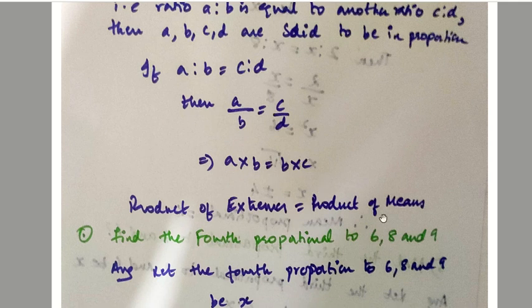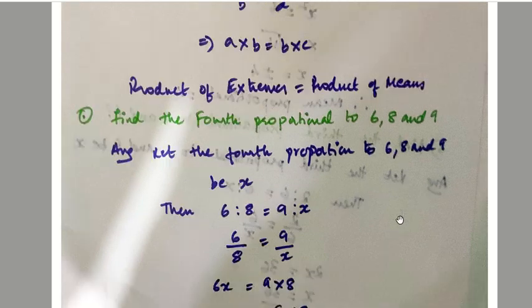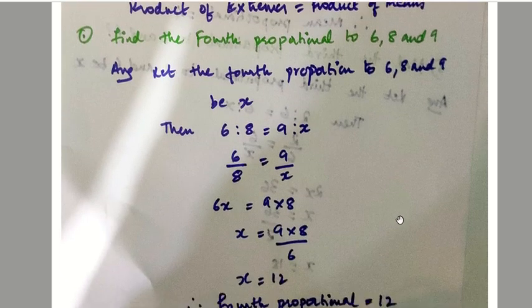The product of extremes is equal to the product of means. So find the fourth proportional to 6, 8 and 9. Now they're telling us to find the fourth proportional. The first proportional is 6, second is 8, and third is 9. You're supposed to find the fourth proportional, which we consider to be x.